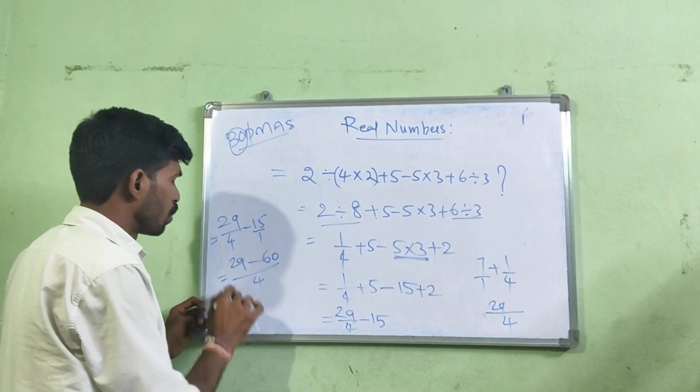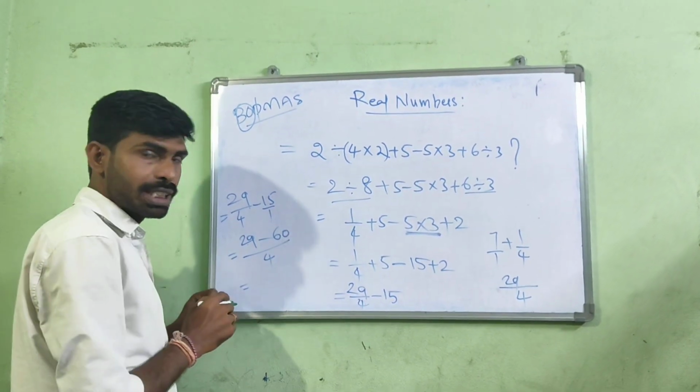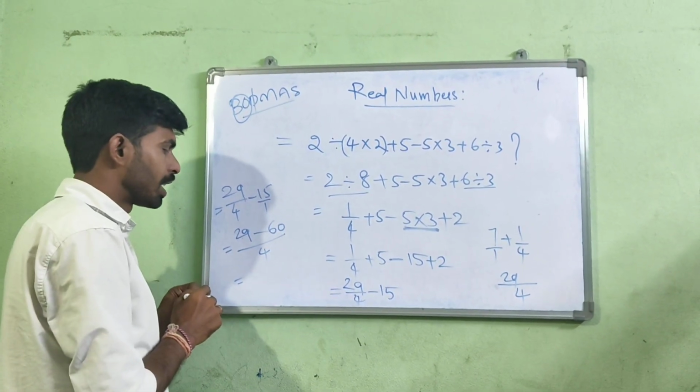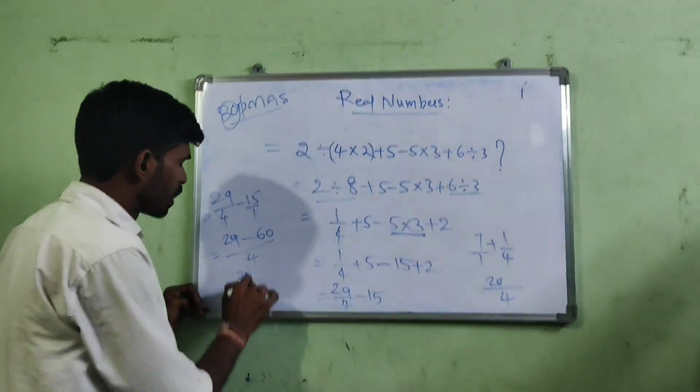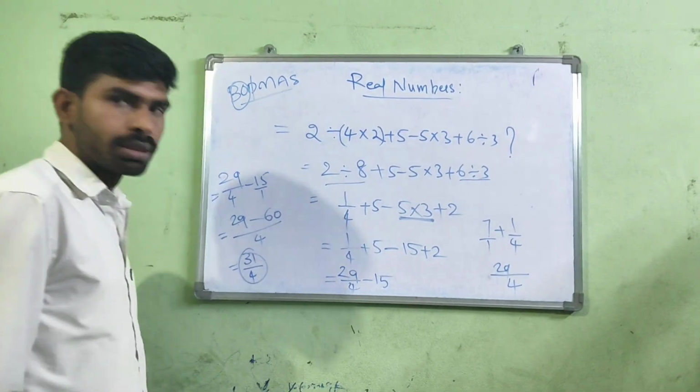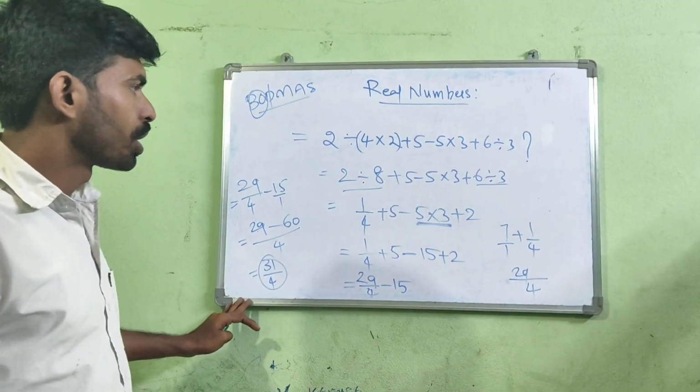Now 29 minus 60, how much is it? You can write it as 31 by 4 is the answer.